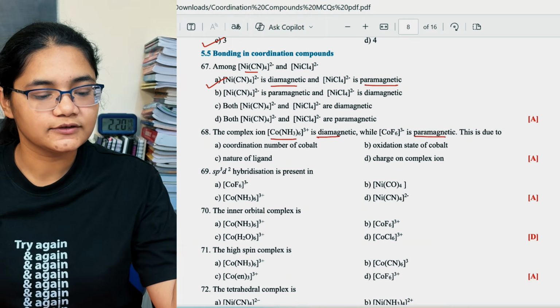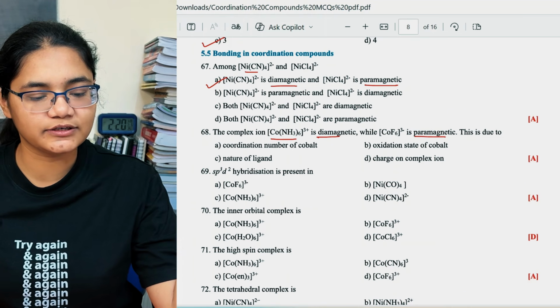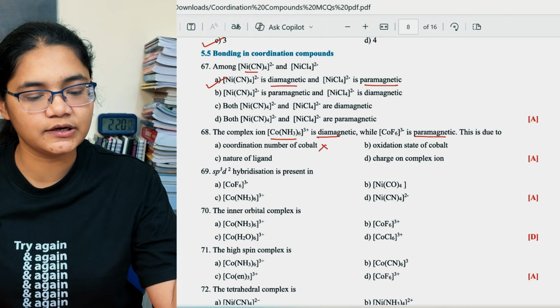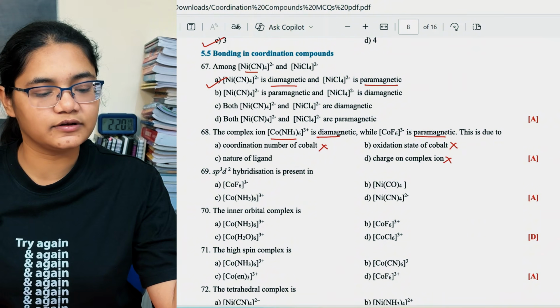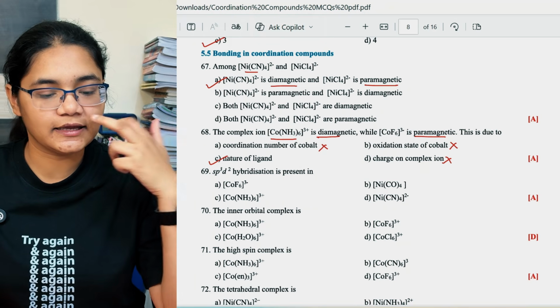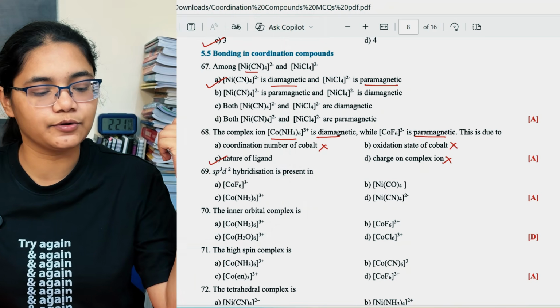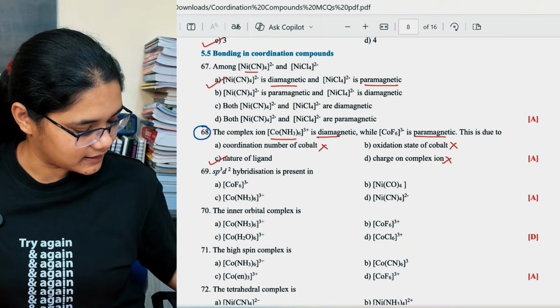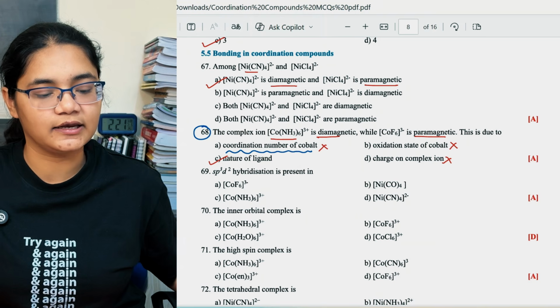This is due to, so not coordination number. You can see the coordination number is the same for both, so that is not the reason. Oxidation state is also the same for both, so that is not the reason. Charge is not the reason, it is due to the nature of the ligand. Here it is a strong field ligand, so pairing takes place. Here there is a weak field ligand, so pairing does not take place, right? So the answer to this question is actually option number C, but the answer given in the book is actually option number A, okay, which is again incorrect.